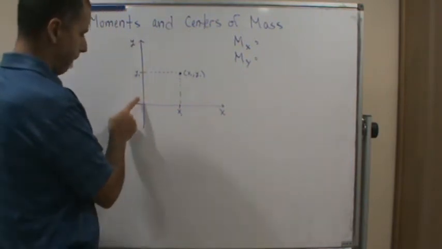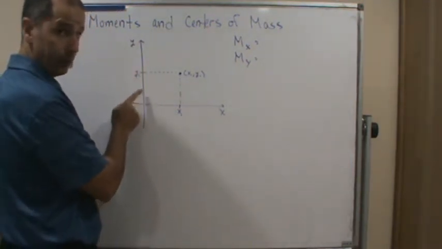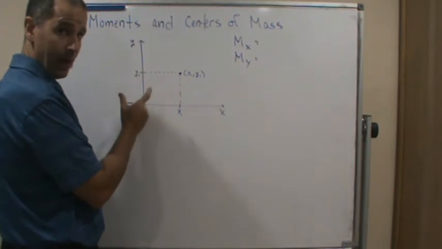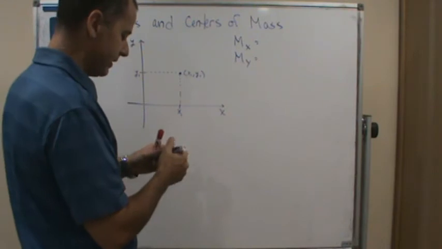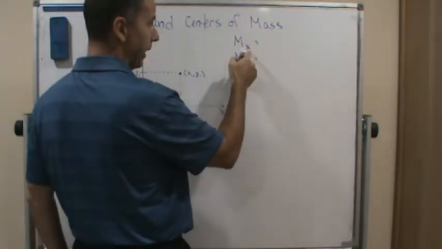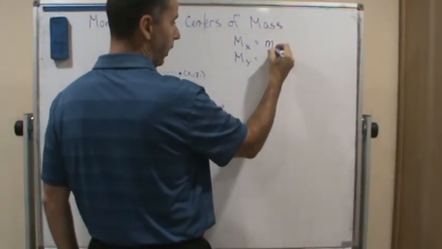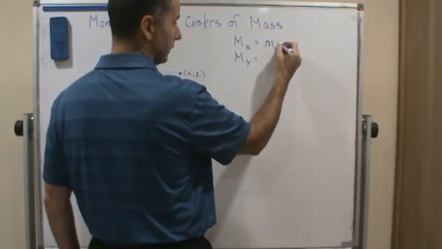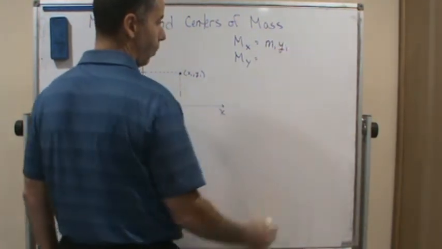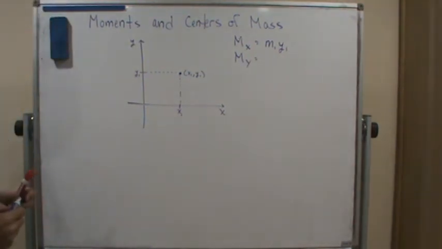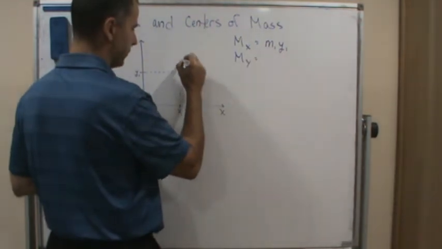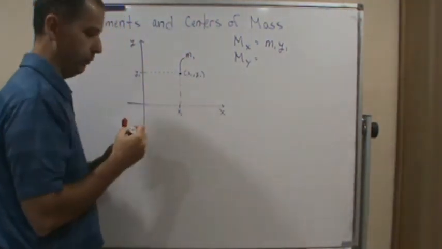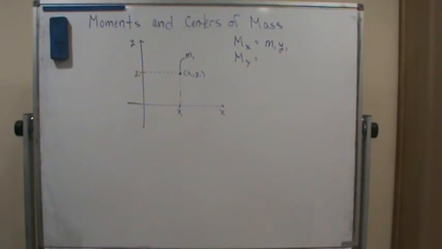Well, how do I do that? Well, I use the y-coordinate, right? The y-coordinate tells me how far I am from the x-axis. So in this case, my m sub x is going to be m1 times what? It's going to be y1. Okay? So let's say, again, let me fill this in. So let's say this is a point mass of M1.